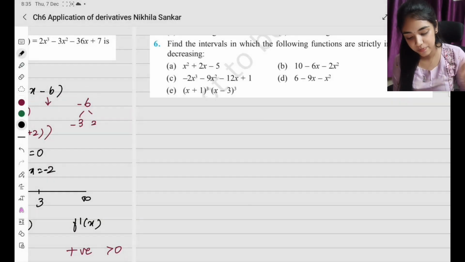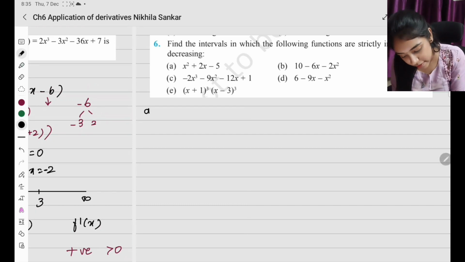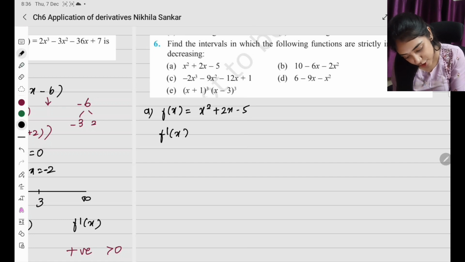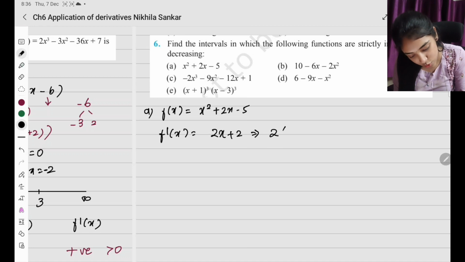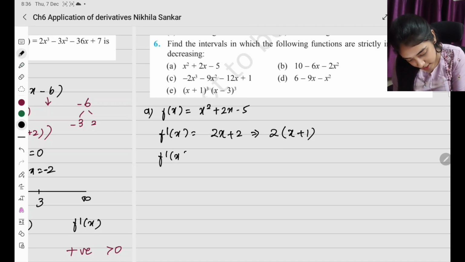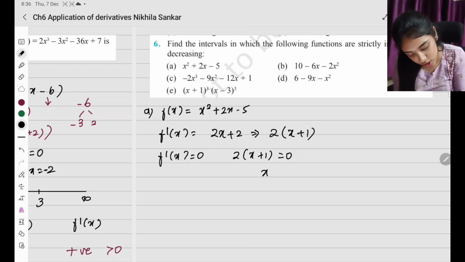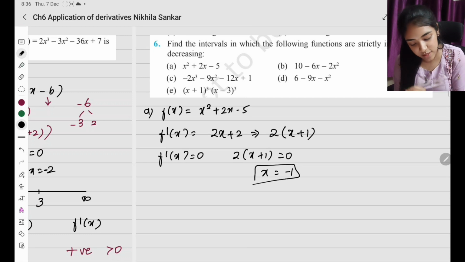Question number 6. So let us solve this quickly. I have first subsection f of x equals x square plus 2x minus 5. F dash of x equals, when I differentiate, I have 2x plus 2. From this, taking 2 common, I have x plus 1. So I need to equate this to 0. So I have 2 times x plus 1 equals 0. So x equals minus 1. So this is my critical point.